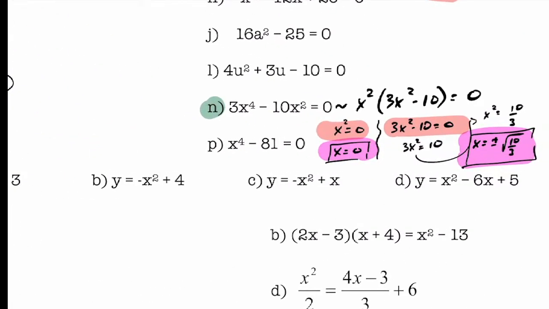Is that all right? Yeah, just leave it like that. You don't have to do more. It would be fine.